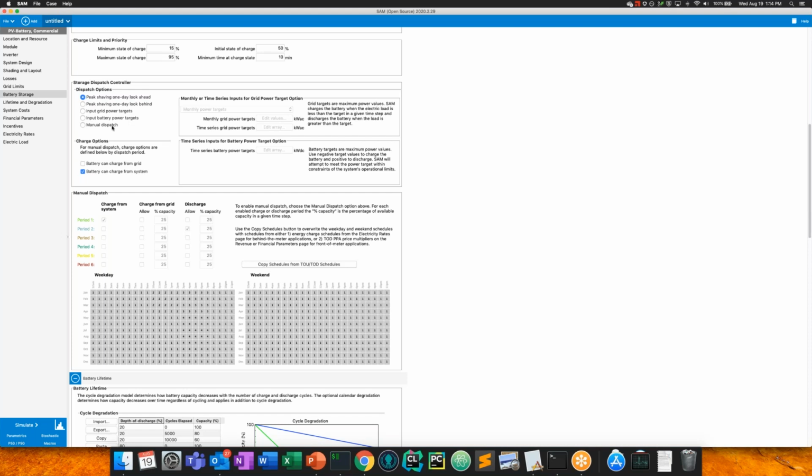And then the input battery power target uses a time series of charge and discharge powers of the battery. And then the manual dispatch uses this schedule here, which you can then align with time of use or time of delivery schedules. So for our purposes, I'll just be using the automated peak shaving algorithm.